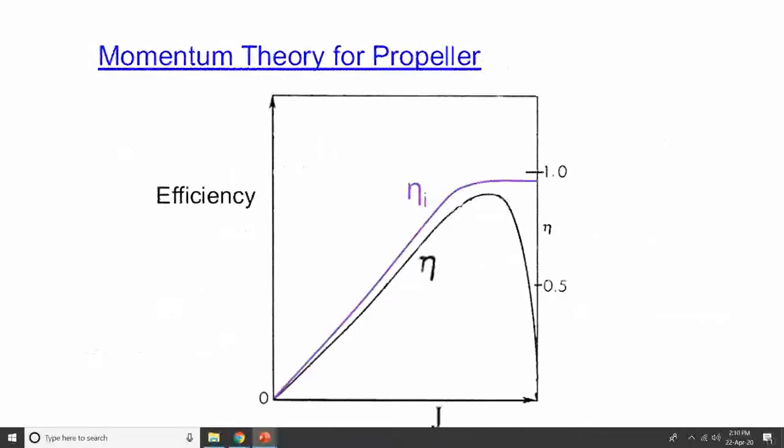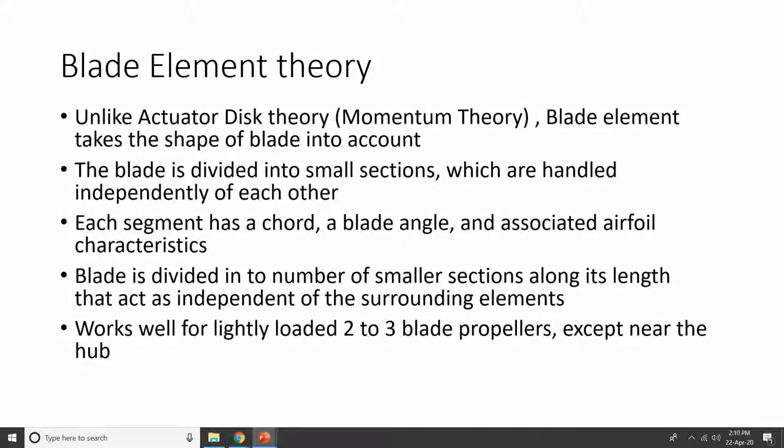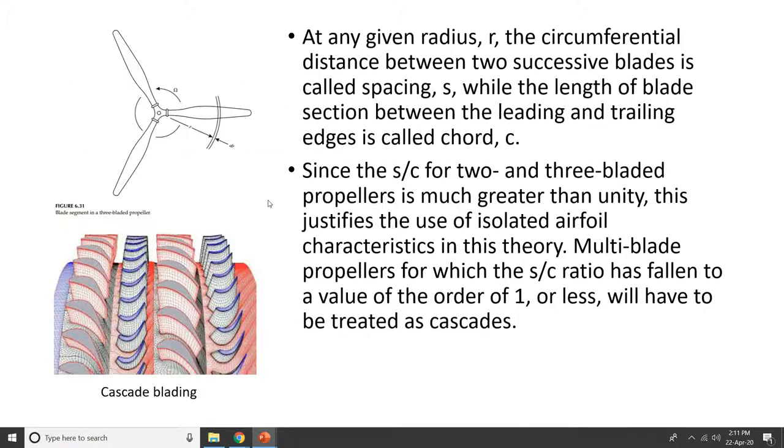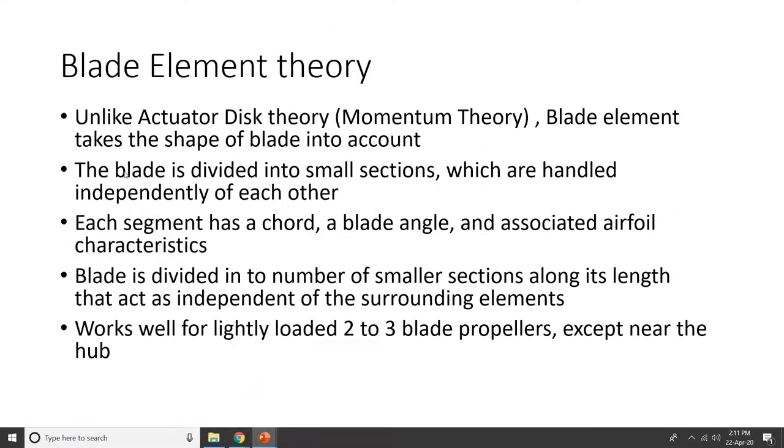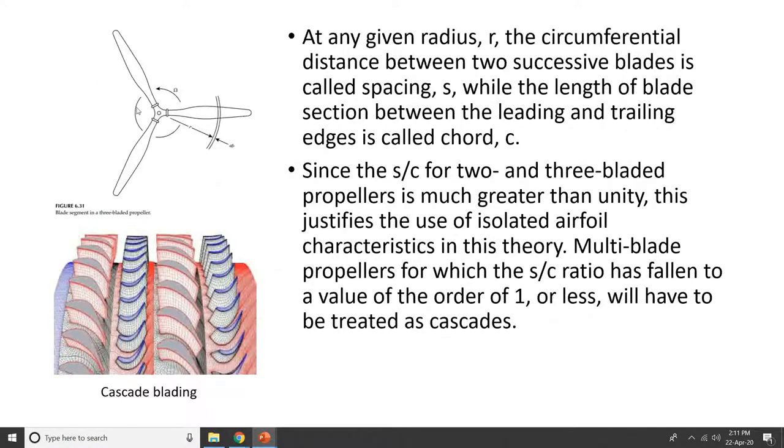Whereas the difference in blade element theory is that it considers the angle of the blade, considers that the blade is present as a propeller, and then we see its impact. Is it a two-blade propeller or a three-blade propeller? All that consideration is taken into account. So unlike actuator disc theory or momentum theory, blade element theory takes the shape of a blade into account. Like I said previously, the blade is divided into small sections which are handled independently of each other. If you consider this to be one blade, you cut it into small elemental areas like this.